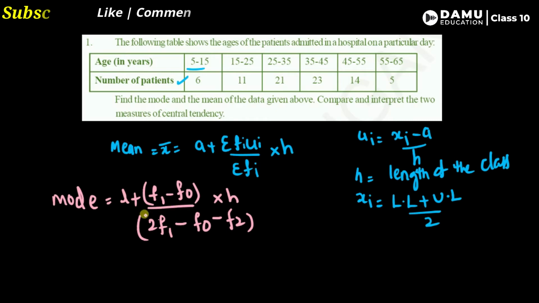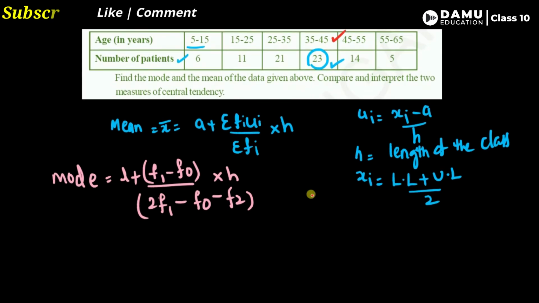L is the lower limit of the modal class. If you observe here, what is the modal class? The one with the greatest frequency, and here 23 is the greatest. So the modal class is the 35 to 45 interval, and for that the frequency is 23. The highest frequency, the number of times it is repeated, belongs to the modal class.